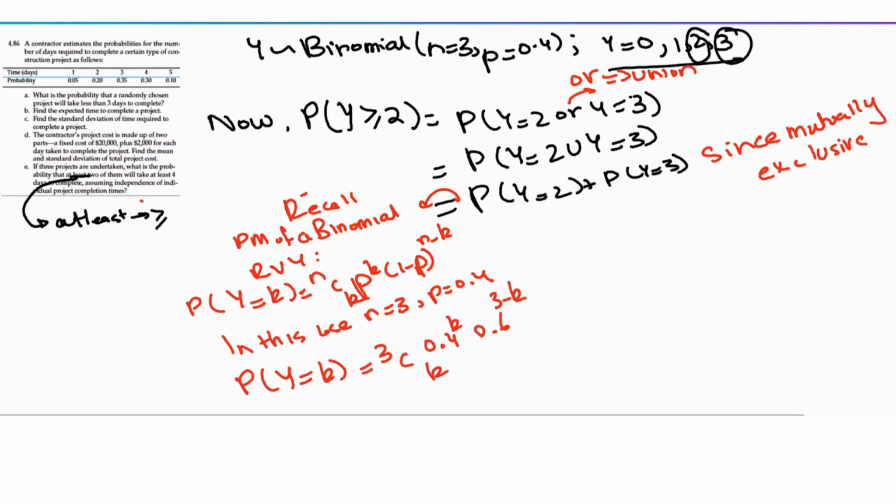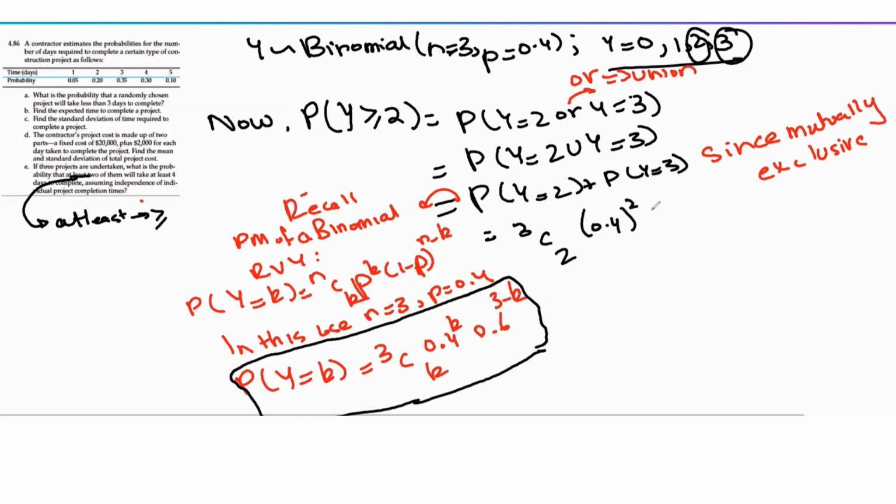Now instead of k, first plug in y is 2. So probability y is 2 would just be 3 choose 2. I'm just using this PMF over here, in this particular case with this particular n and this particular p, plugging in 2 instead of k. So 3 choose 2, 0.4 power 2, 0.6 power 3 minus 2, which is 1. Now probability y is 3, so instead of k, I'll just plug in 3. So plus 3 choose 3, 0.4 power 3, 0.6 power 0. And this turns out to be 0.352.